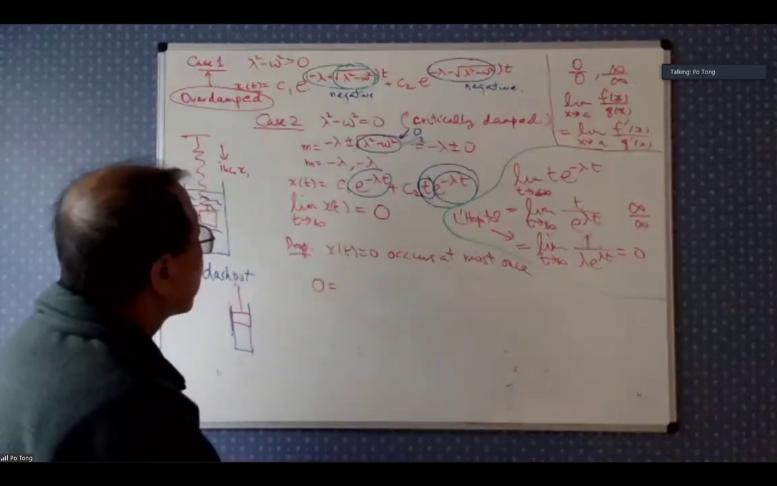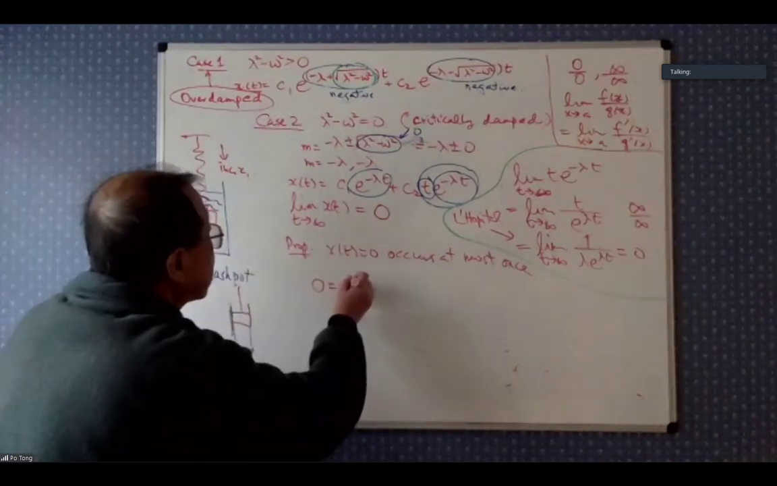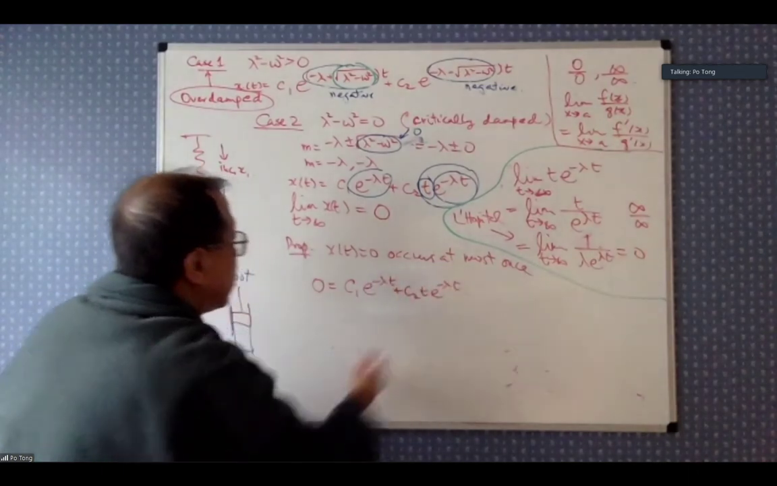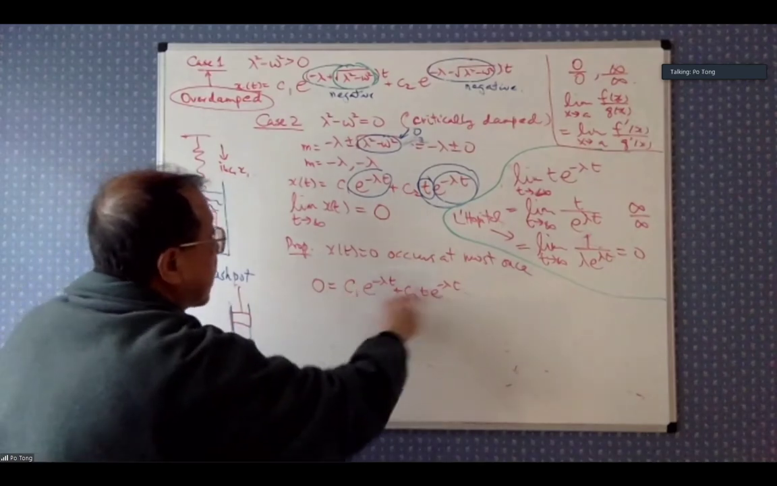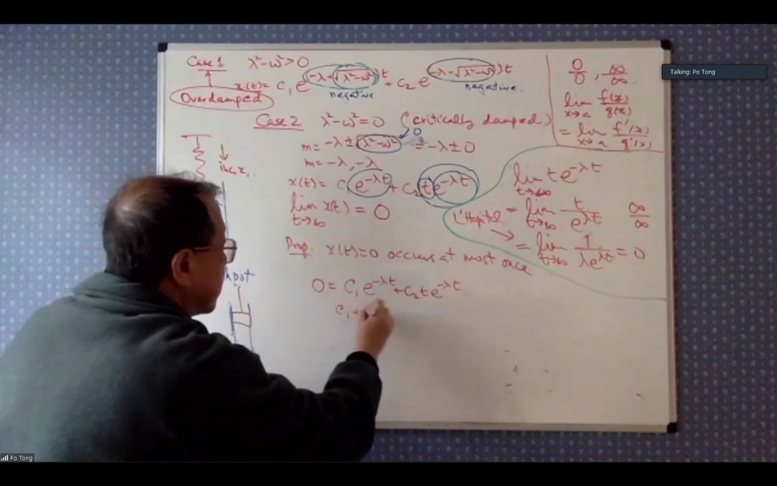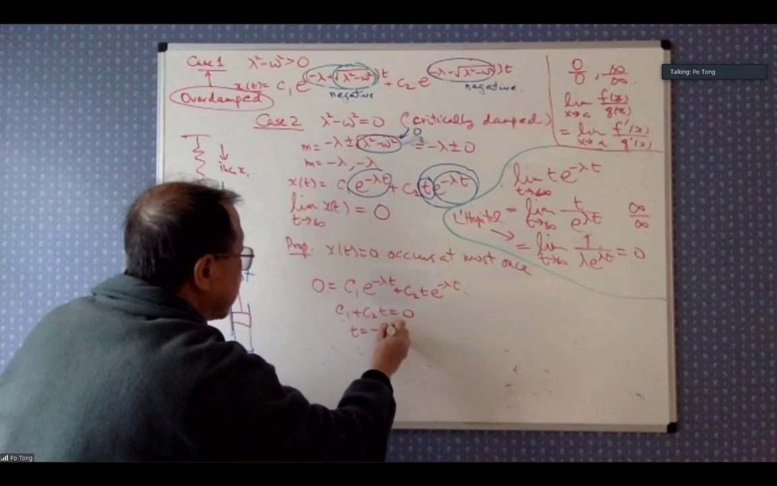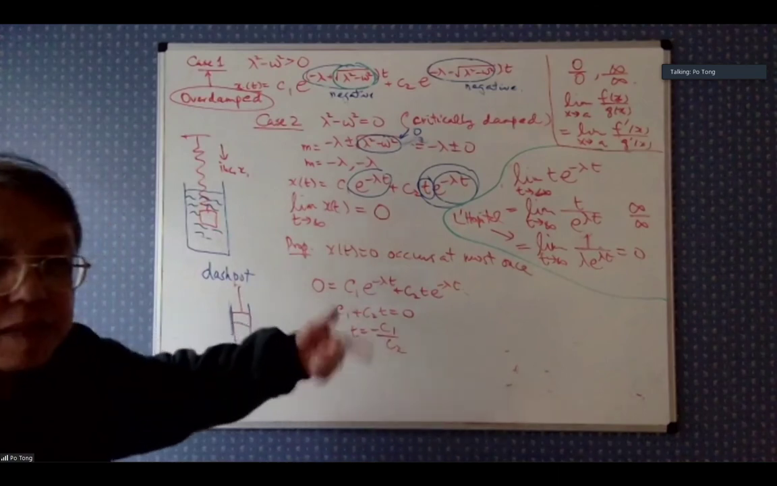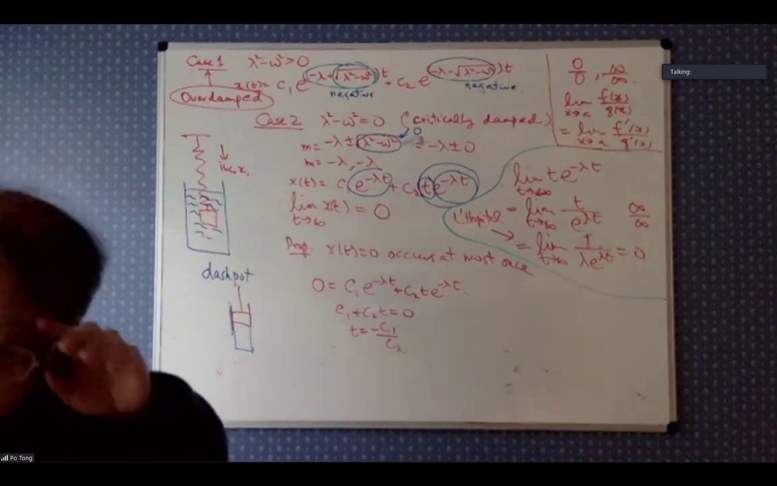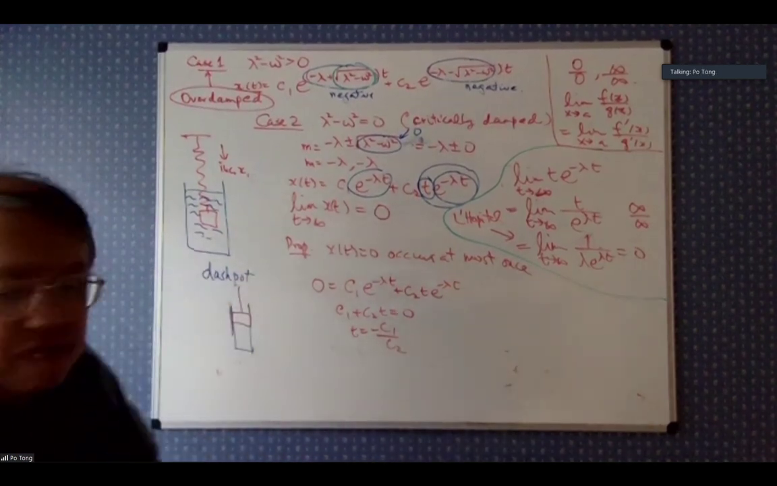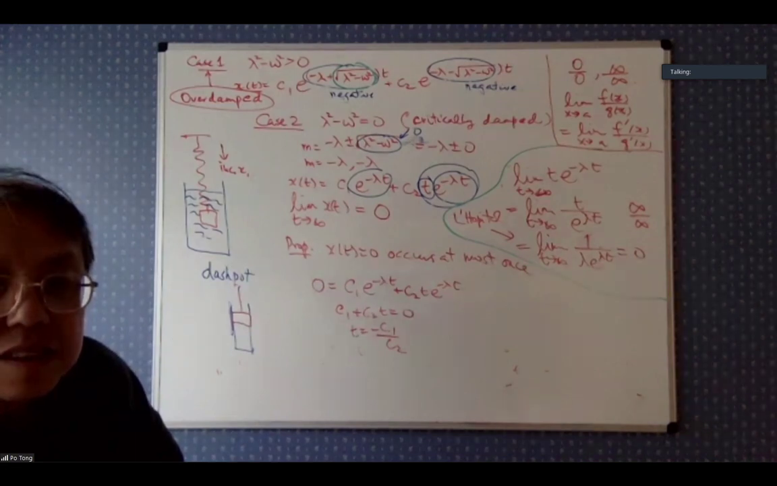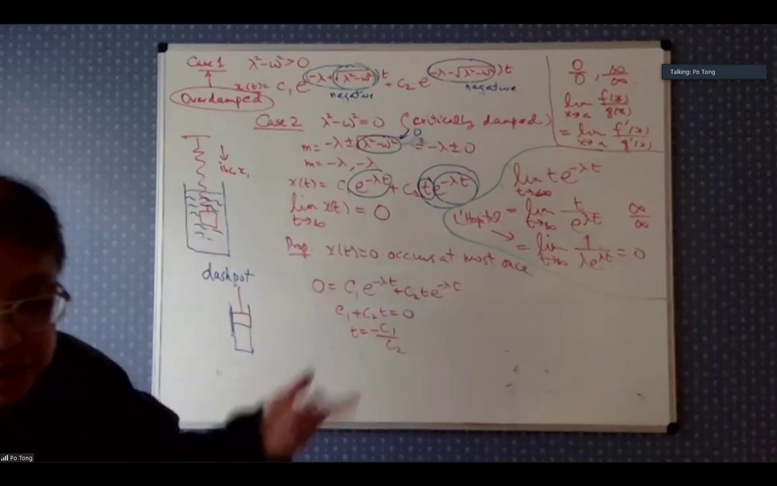Until Thursday. So set it to zero: C1 e to the power minus lambda t plus C2 t e to the power minus lambda t. So t will be equal to what? This common factor, e to the power minus lambda t, so it's C1 plus C2 t equal to zero. t will be minus C1 over C2. Depending on C1 and C2, this t may or may not make sense, but it occurs only once. So the graph is very similar to what we had before for the first case.